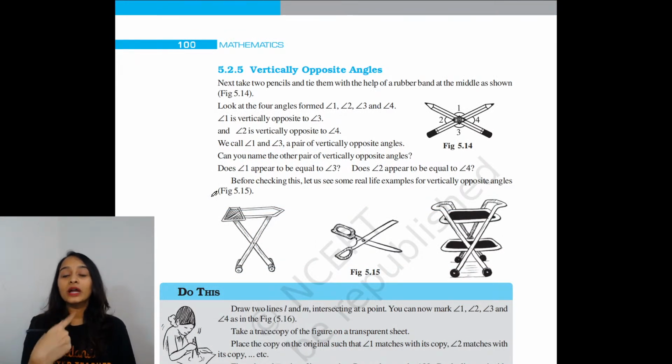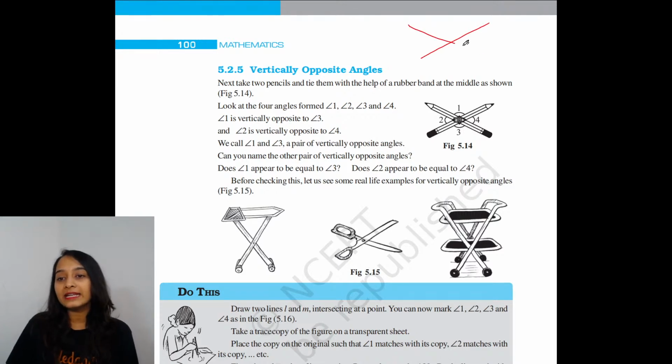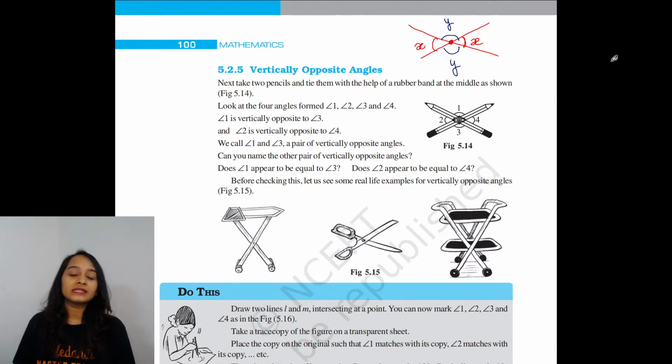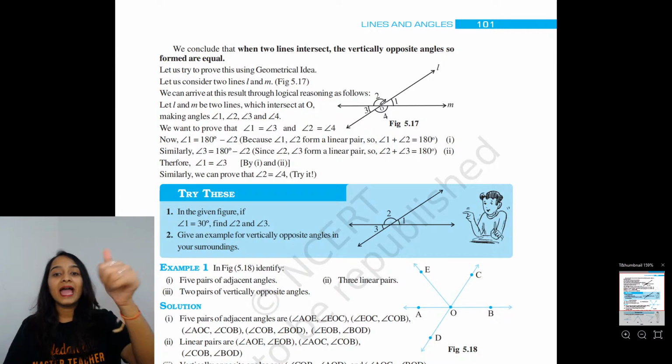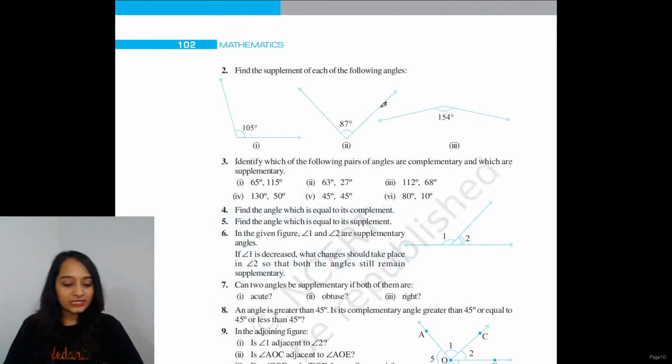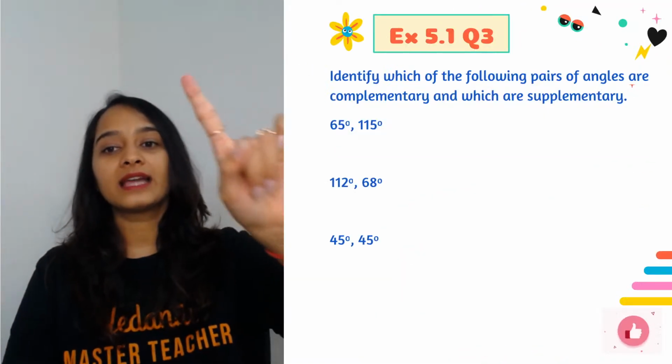And then we have our vertically opposite angles. Now when two lines intersect, at the point of intersection you can see these angles forming, right? So they are called vertically opposite angles. They only have a common vertex. So these two angles are called vertically opposite angles and they are equal to each other. Similarly, this angle Y is equal to angle Y here. They are vertically opposite angles and they are equal to each other. We have learned supplementary, complementary, adjacent angles, linear pair of angles and vertically opposite angles, right? So let's move forward and do our first exercise, third question.